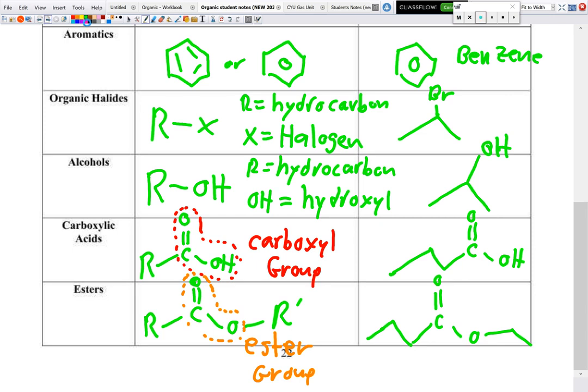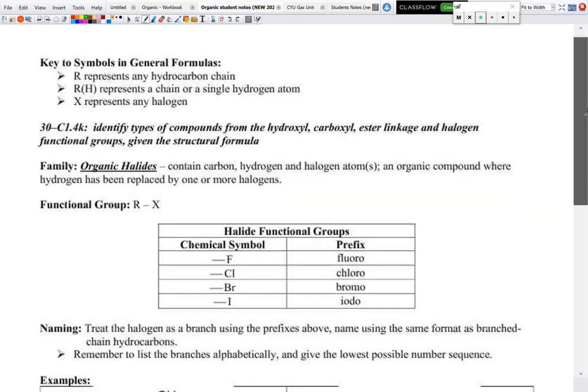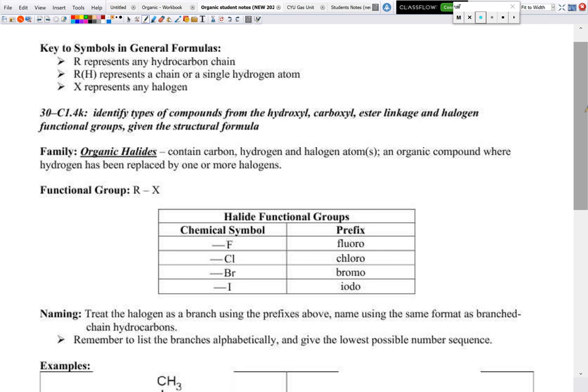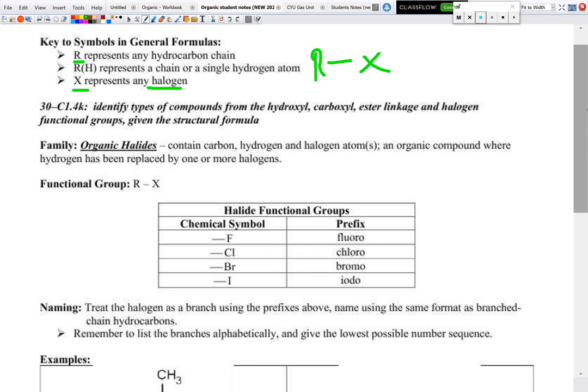So for our organic halides, we'll see these right here, just like on the previous page where we had R bonded to X, where R represents any hydrocarbon chain and X just represents a halogen. With these, we're just replacing a hydrogen with a halogen.